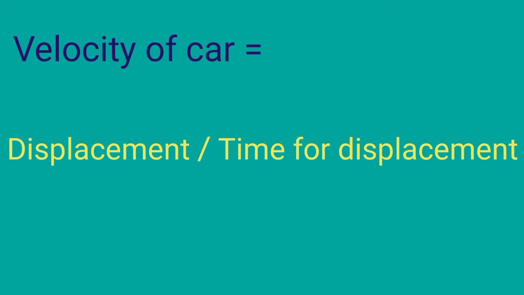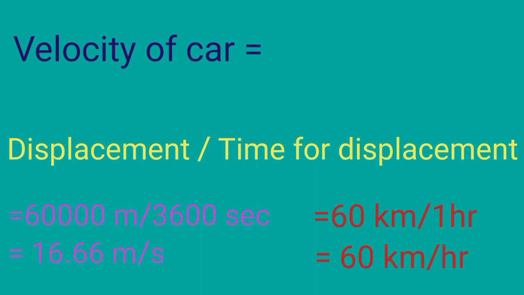So we can find the velocity of this car by the formula displacement upon time. What is the displacement in kilometers? 60 kilometer. In this example, it covers the displacement of 60 kilometer. And what is the time required for the displacement, in hours or seconds? It covers the distance of 60,000 meter, and it takes the time of 1 hour, meaning 3600 seconds. The velocity of the car will be 16.66 meter per second.